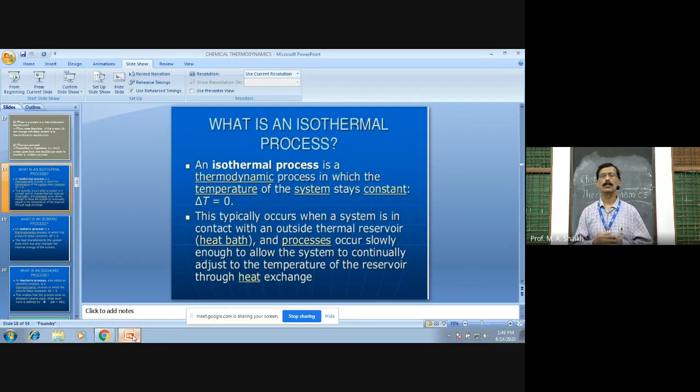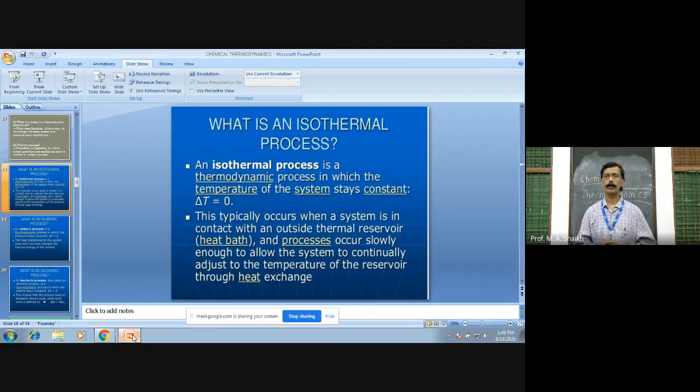So what is the essential condition for isothermal process? Delta T is equal to 0. Internal energy is one of the thermodynamic properties of the system. It is shown by letter U. U is the symbol for internal energy. U, that is internal energy, depends on temperature. So whenever delta T is 0, delta U is also 0. T and U both are state functions.